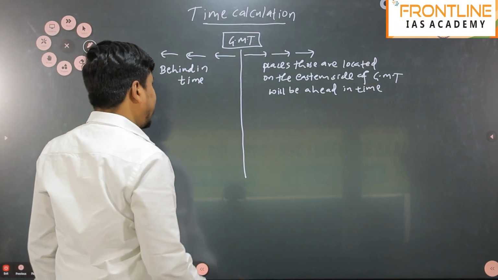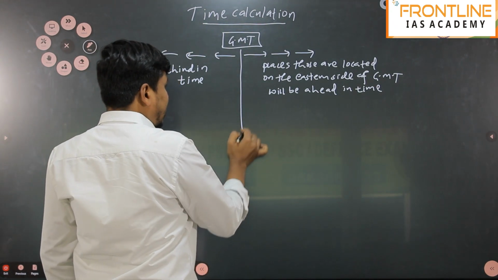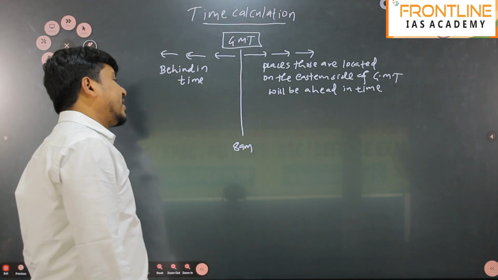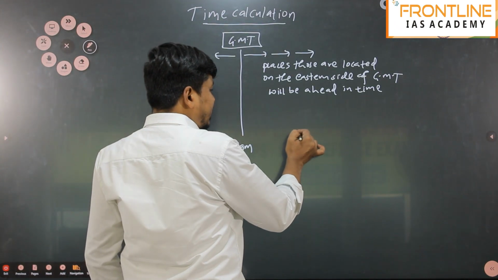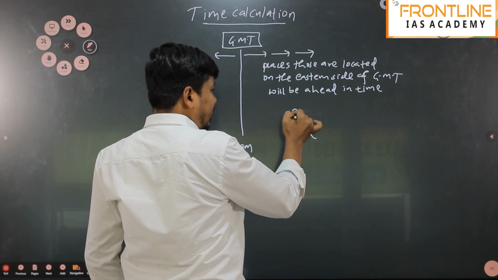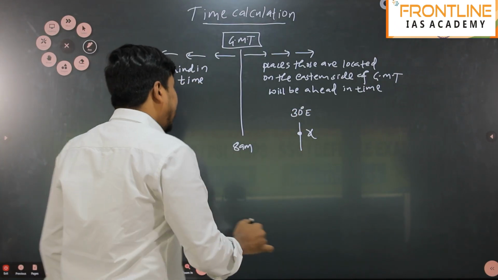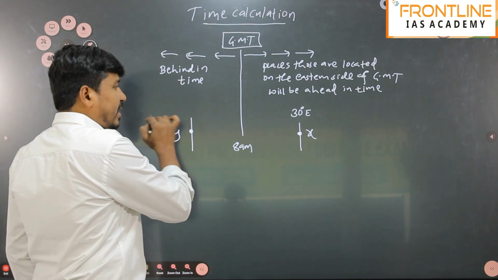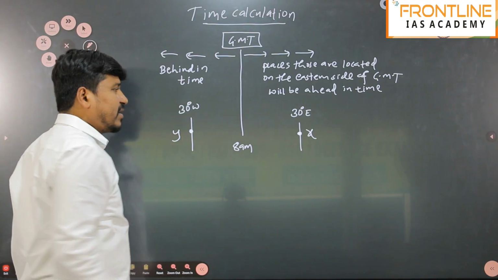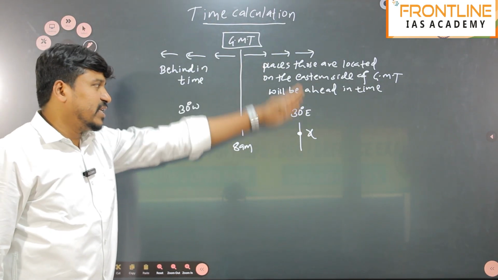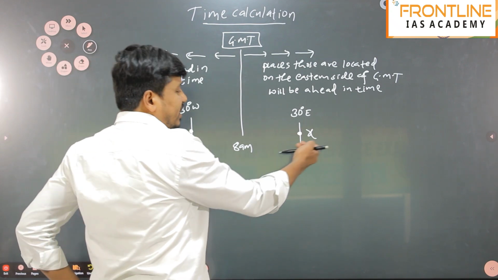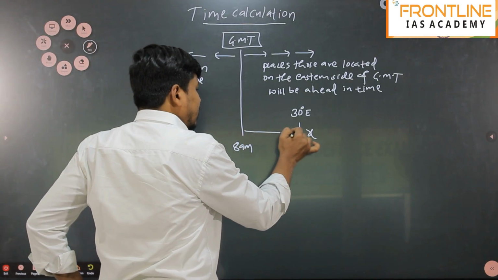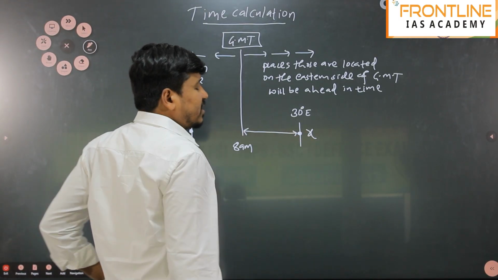For example, just one example, if the time is 8 a.m. at GMT, and place X is located at 30° east longitude and place Y is located at 30° west longitude. To calculate the time at place X and place Y, first we have to take the time difference between GMT and place X.